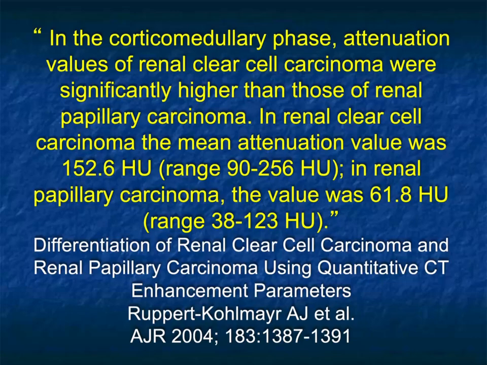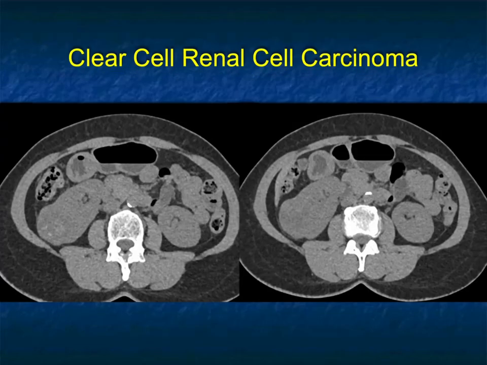This article is a bit older, but does make the point that cortical medullary phase is the ideal phase for helping you distinguish specifically what a lesion is. Most clear cells are around 152 Hounsfield units, and papillary in this article was around 62. That's about a 90 Hounsfield unit gap. So as we look at it further, if a lesion is under 90 Hounsfield units on cortical medullary phase imaging, it's going to be likely a papillary, and above 100, a clear cell.